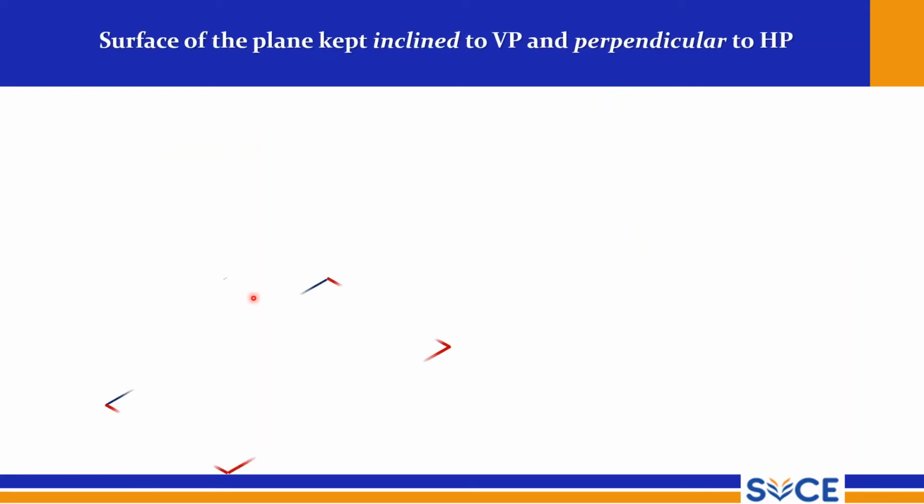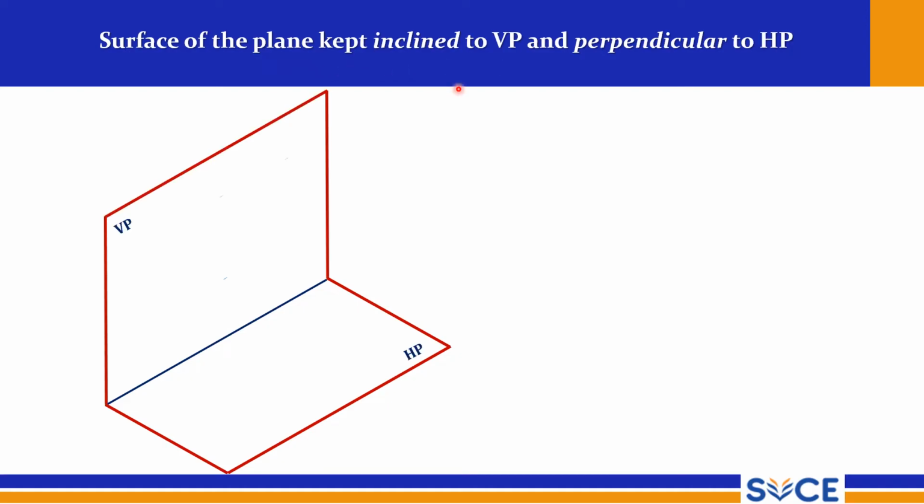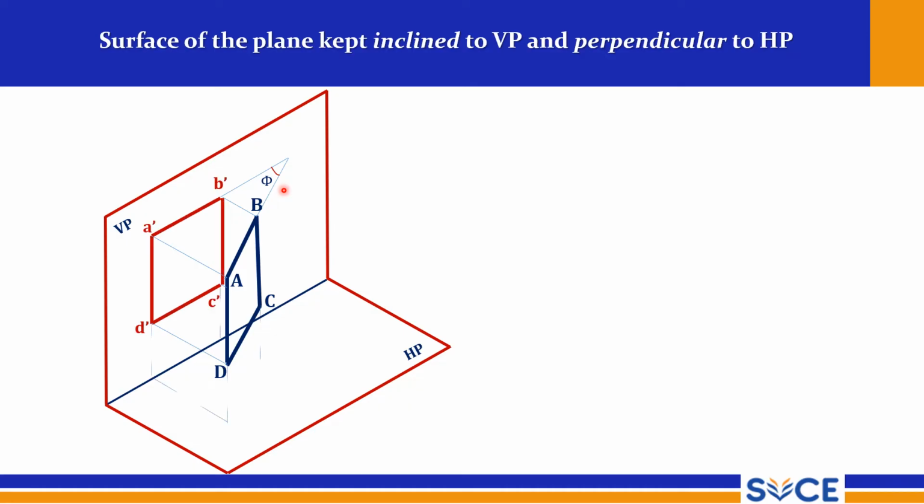And the fourth case, surface of the plane kept inclined to VP and perpendicular to HP. So in this case you have VP. So here you have phi. Phi is the angle with respect to VP. So this is the notation we are using, and this is ABCD, and its front view, right? Its front view is an apparent view. It is only an apparent view.